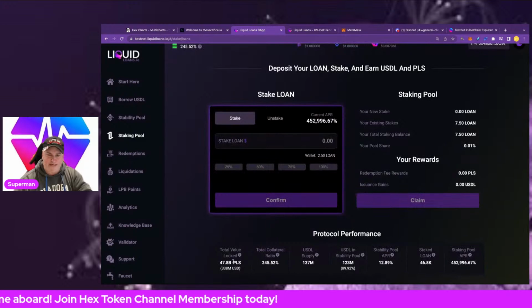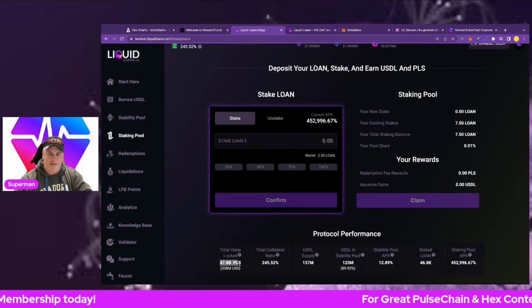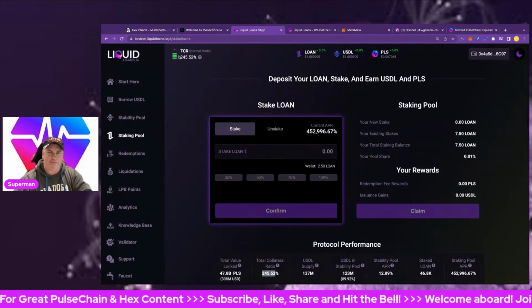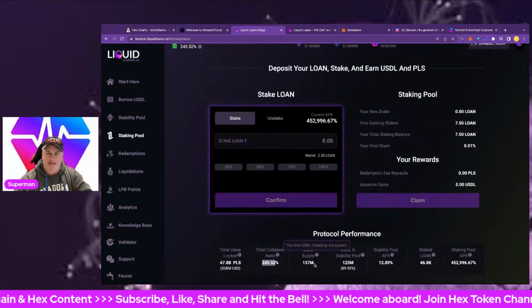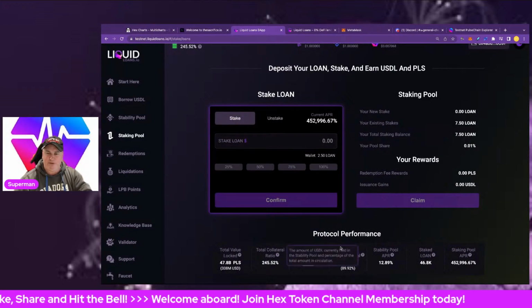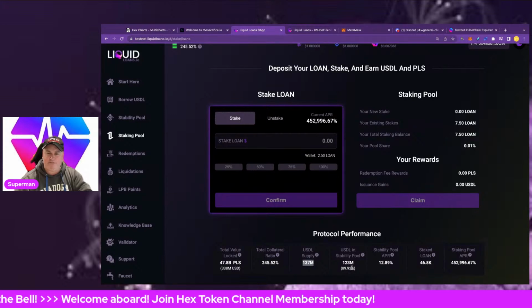Yeah, so here we are. What have we done so far? We've put our PLS in there. 47.8 billion PLS has gone there so far. Currently, apparently, it's worth $338 million US on the testnet. The collateral ratio is 245. We can see that at the top bar there too. The USDL supply 137 million. So we've done all that. We minted our USDL. We put USDL in the pool there, along with everybody else. 123 million USDL in the pool.